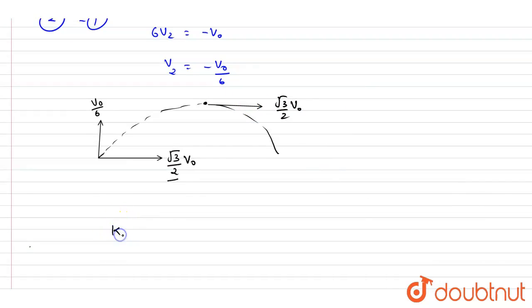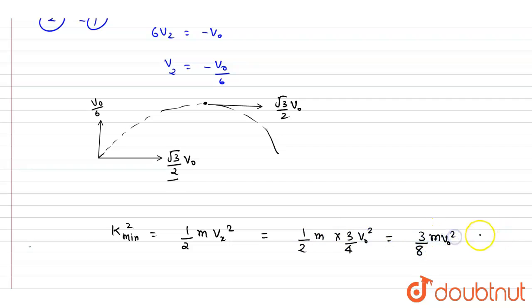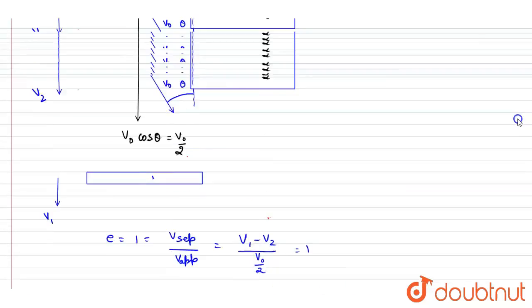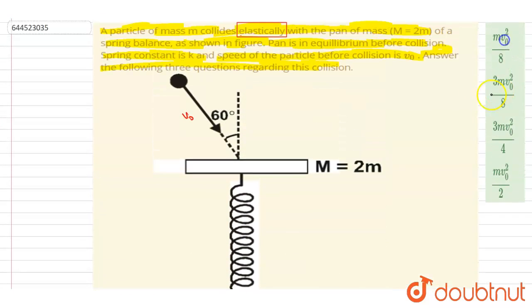So I will write down the minimum kinetic energy of the particle. It will be half m vx square because the vertical velocity will eventually become 0. So I will write down half m, it is 3 by 4 v0 square. And this will be the answer of this question. Now you can check for the option here, 3 by 8 m v0 square. So B is the correct answer.